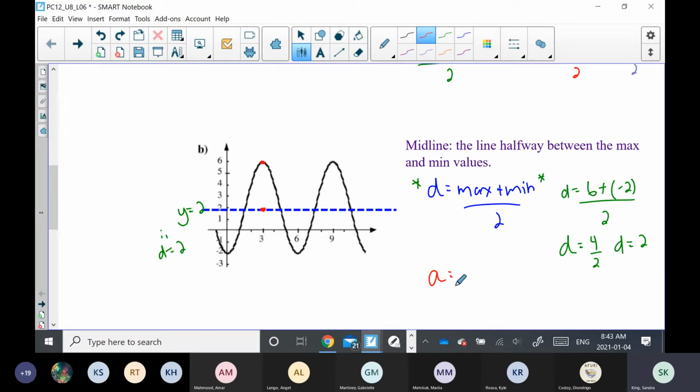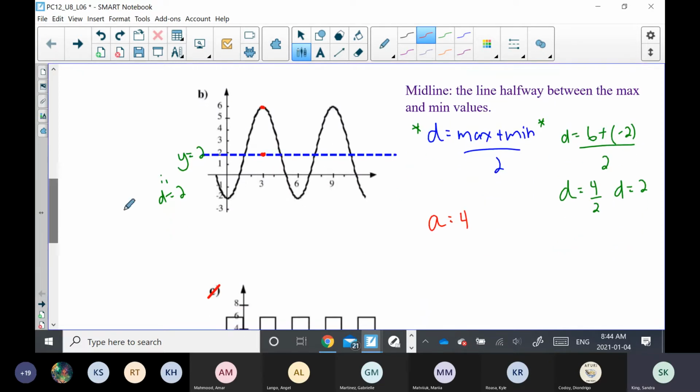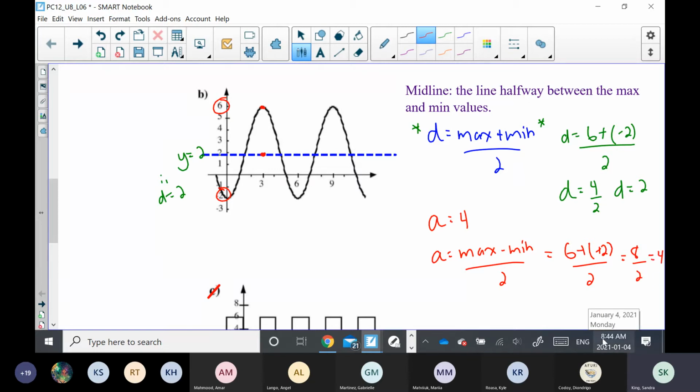So Eugene, what would the amplitude of this graph be? Would it be 4? It'd be 4, yeah. If you wanted to check, you could use your formula for amplitude, which is max minus min divided by 2. 6 minus the minimum value, which is -2, divide that by 2. Two negatives give you a positive. 8 divided by 2 is equal to 4. So the amplitude of this graph is in fact 4.